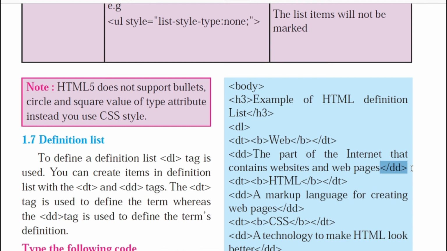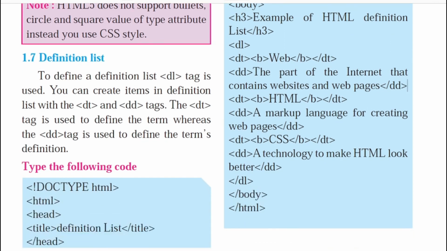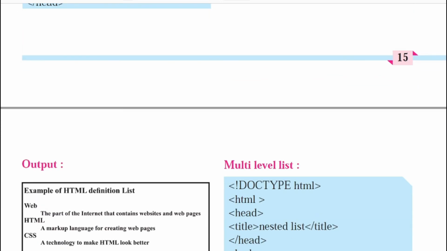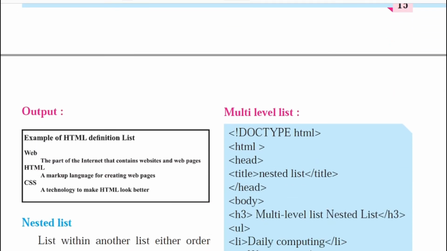So in this way, we put a term ahead with DT and the DD tag is used to define that particular term. In this way, my dear students, we can easily use the definition list in HTML5. Here is the output of the above list. See, this is the output here. DT is the term which is shown over here: web, HTML, CSS, and DD for the definition which is over here.